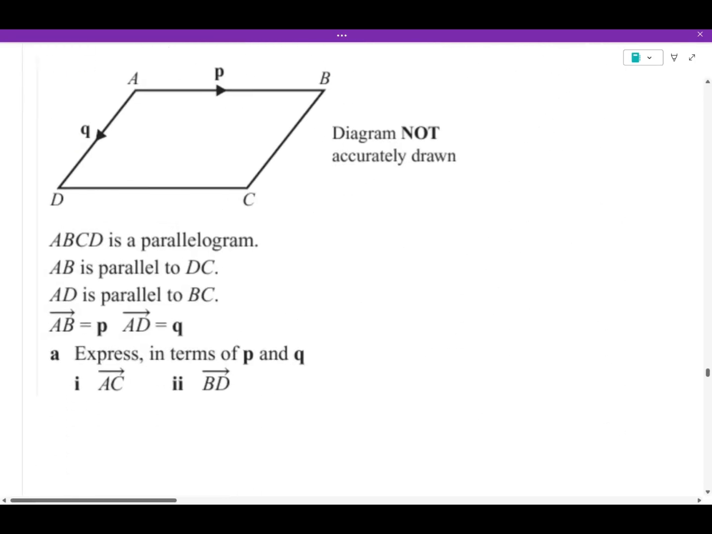So here we have a parallelogram A, B, C, and D, which are my vertices. And we're told that AB is parallel to DC and AD is parallel to BC. Okay, because of course it's a parallelogram.